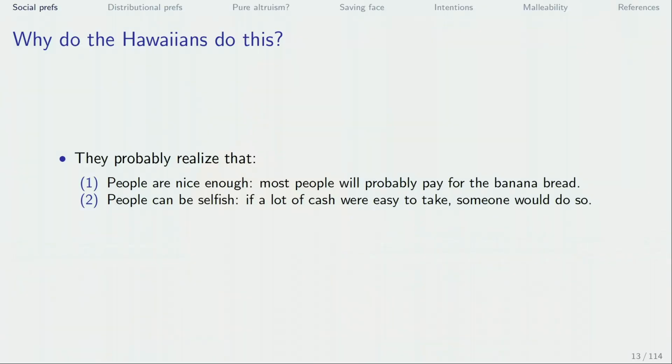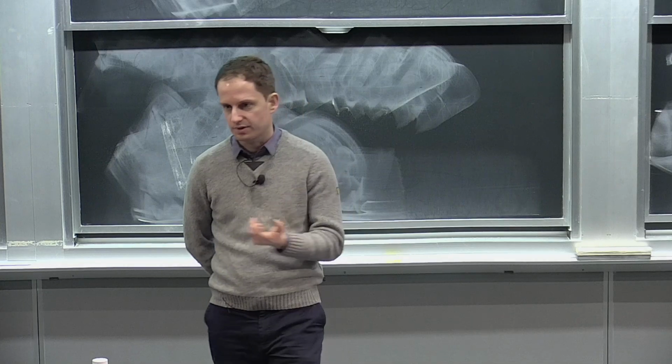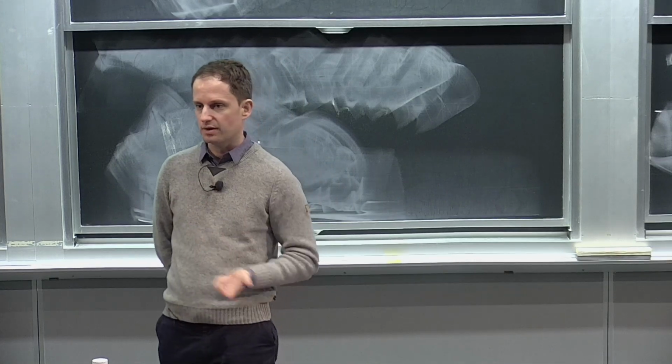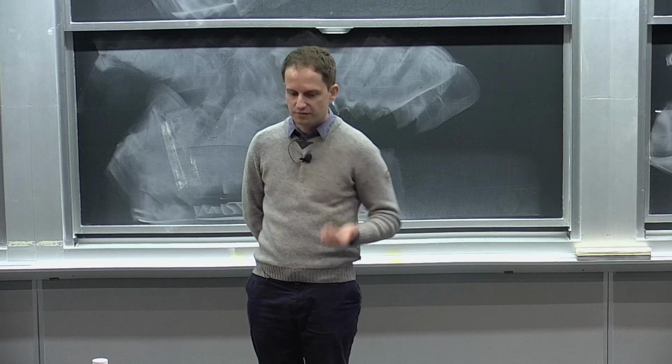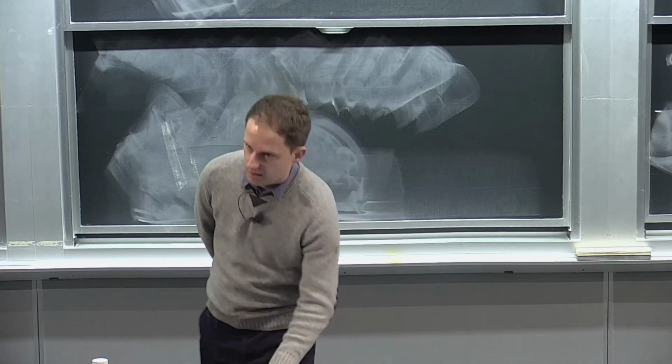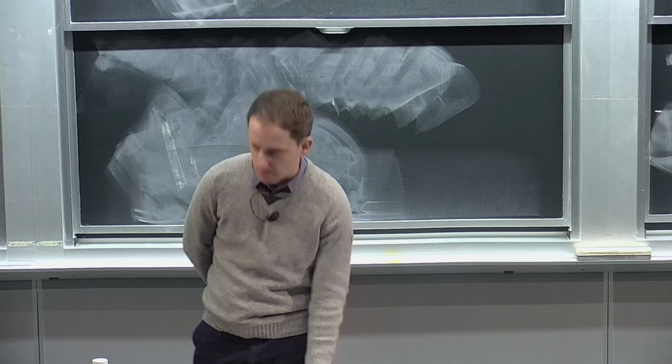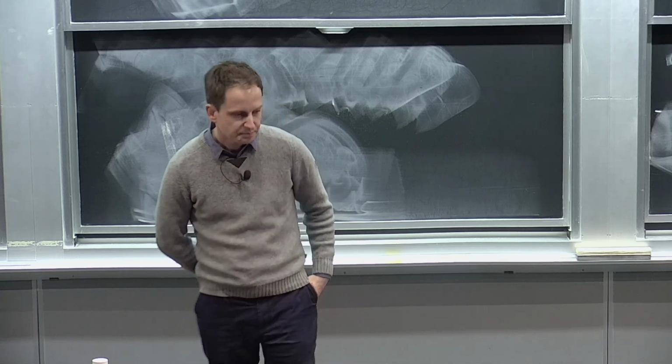what I've written down here, which is to say, people in general are nice enough, and most will probably pay for the banana bread, so it's not worth standing around ensuring that. But people can also be selfish. At least some people will be quite selfish. So if a lot of cash were easy to take, someone at least would take it. Notice that's not an assumption about everybody or even the majority. It's just to say there's a fraction of people who, if given the opportunity, might take away our money and run from it.